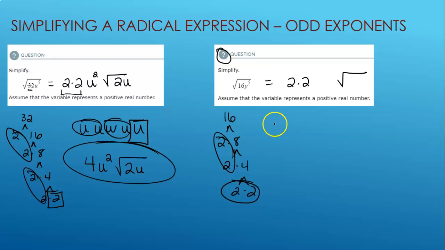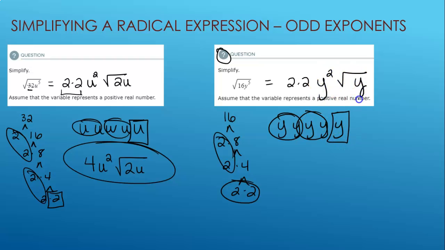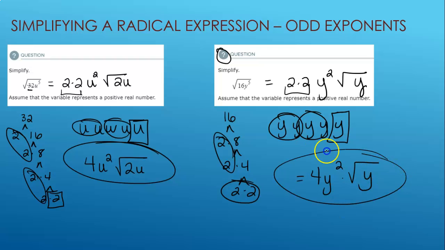Now let's look at our y's. There's 1, 2, 3, 4, 5. There's 2 pairs of y's, so the perfect squares go on the outside. The single goes on the inside. The only thing we have to do is clean up the 2 times 2, so that becomes 4y squared times the square root of y, and that's my final answer.